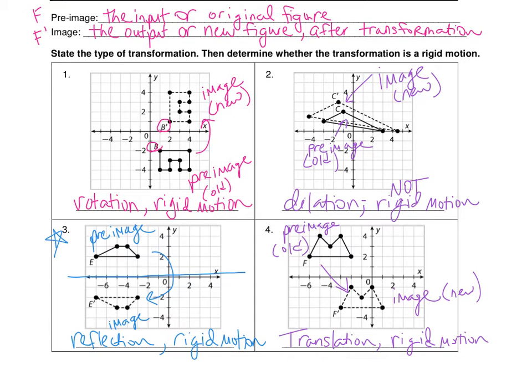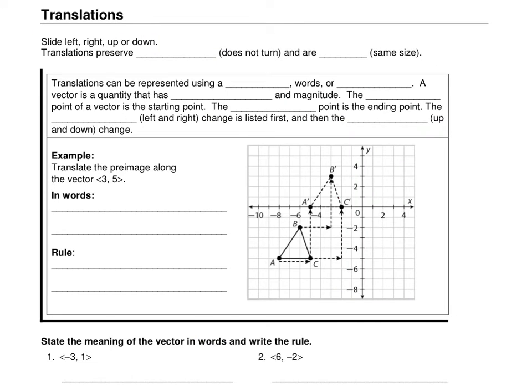So remember, when you see your original figure and the new figure, you should be able to tell me what type of transformation it is. If we know it is specifically a translation, we know that it can either slide left, right, up, or down, and translations preserve orientation, or it does not turn our figure. Translations are also isometries, or they keep the same size. Translations can be represented using a vector, words, or a rule.